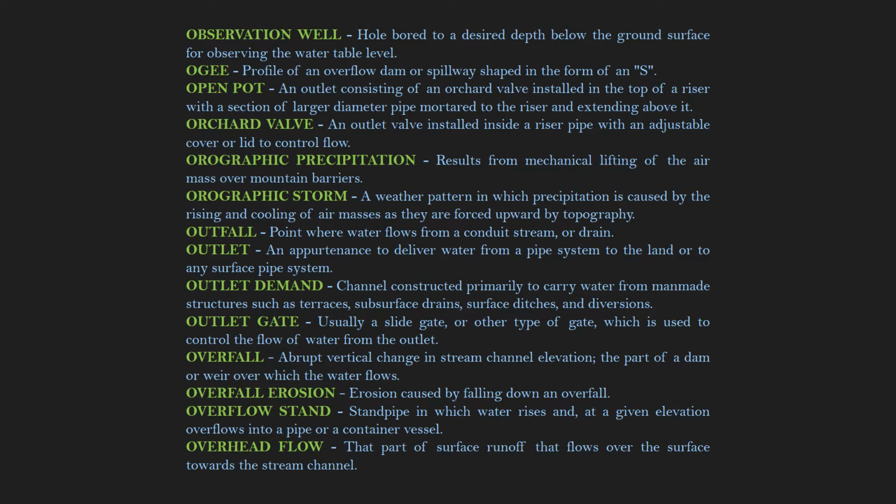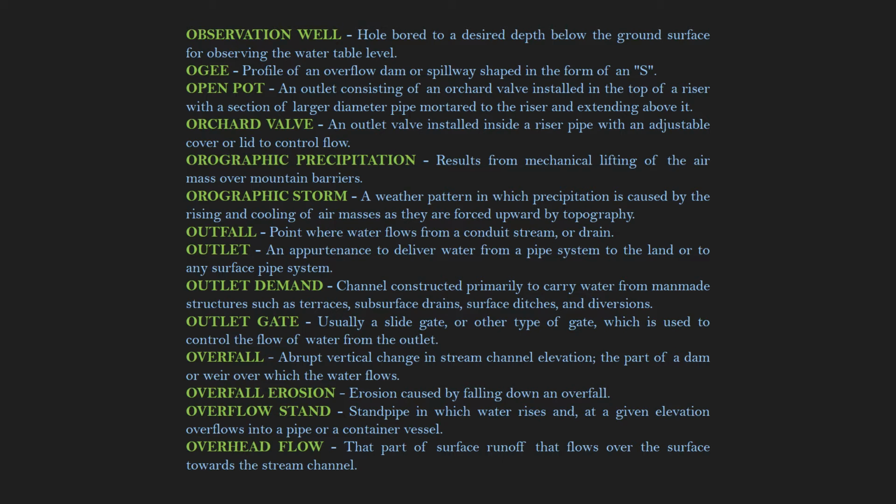Outlet channel. Channel constructed primarily to carry water from man-made structures such as terraces, subsurface drains, surface ditches, and diversions. Outlet gate. Usually a slide gate, or other type of gate, which is used to control the flow of water from the outlet. Overfall. Abrupt vertical change in stream channel elevation, the part of a dam or weir over which the water flows. Overfall erosion. Erosion caused by water falling down an overfall.